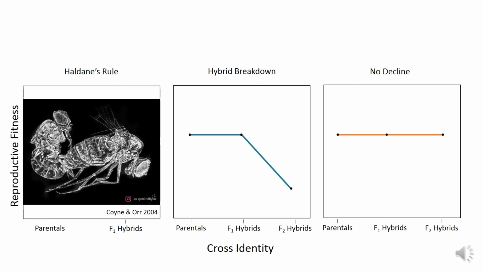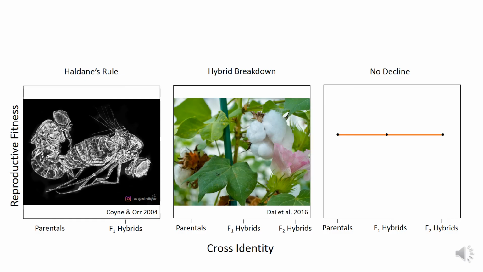They may display hybrid breakdown, where parentals are crossed together to produce healthy and fertile F1 hybrids, but F1 hybrids selfed together produce extremely low fitness F2 hybrids. This is the case with the cotton strains Gossypium hirsutum and Gossypium barbadense, which are capable of producing highly fit F1 hybrids but extremely low fitness F2 hybrids.